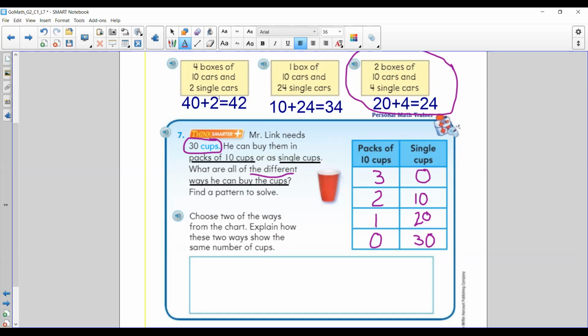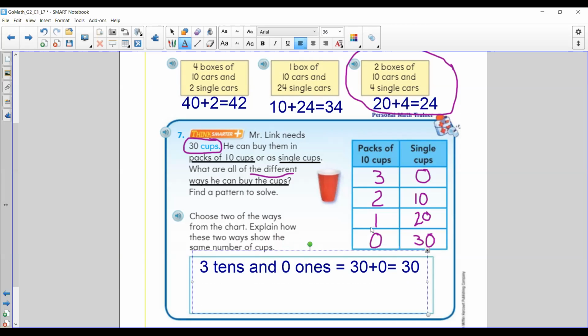Okay, so we can choose 2 different ways. How about we try 30 as 3 tens and 0 singles. So we can say 3 tens and 0 ones equals 30 plus 0. And then we can put another equals, oops, not plus, equals 30.